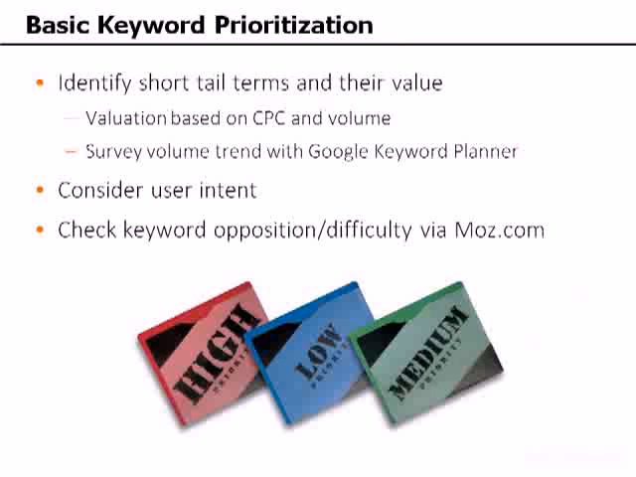The first step here is to identify some keywords. We're going to identify some short tail keywords or market defining keywords, the phrases that truly tell us what our website is about and is going to generate that important business. Not necessarily the ones that we can achieve when we're just getting started in our SEO campaign, but those high level terms and their value. We want to know and understand their user intent, and we're going to check in simplest forms keyword opposition or keyword difficulty score via the Moz tool. And we'll take a look at that a little bit later in this presentation.